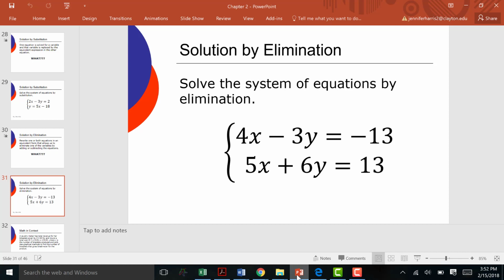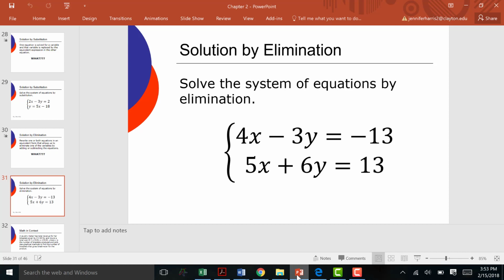All right, so you've got two equations. 4x minus 3y is equal to negative 13. And then you've got 5x plus 6y is equal to positive 13. Elimination means find a way that you can multiply one of these equations by something so we can eliminate the y's or the x's. So I'm going to multiply everything in the top equation by a 2. Why do you think I picked 2?